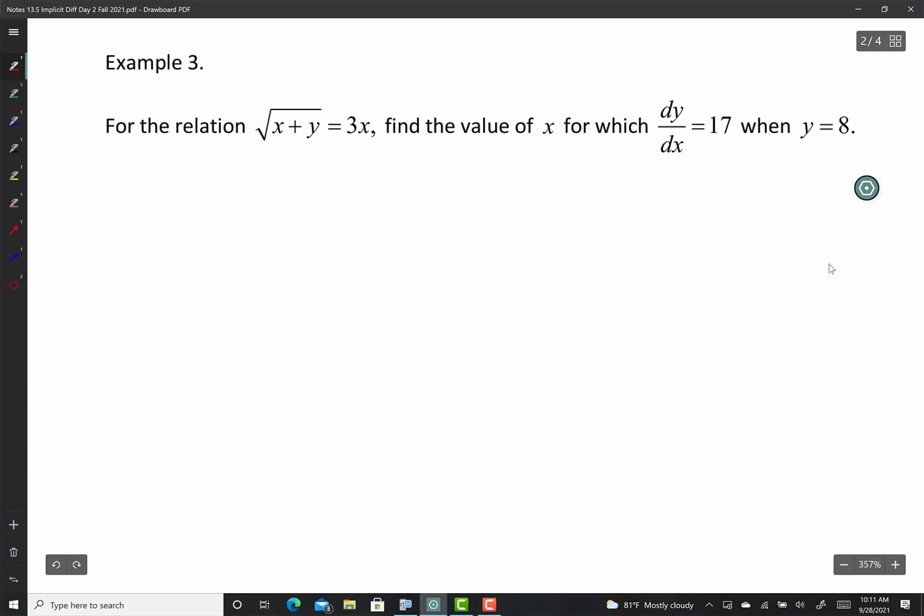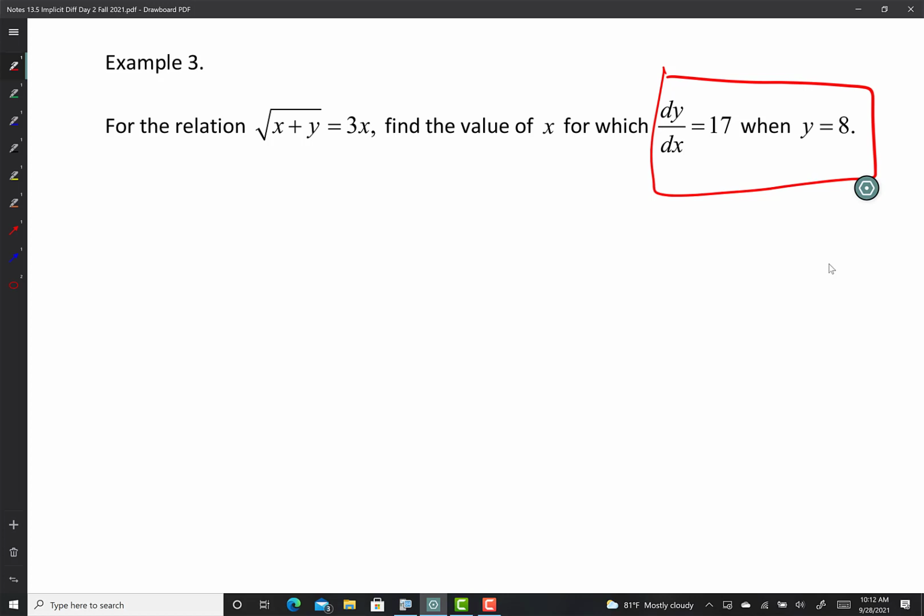In example 3, it says for the relation x plus y, the square root of x plus y equals 3x, find the value of x for which dy/dx equals 17 when y equals 8. So they're telling me to do algebra. You're only going to have to do one line of calculus, and the rest is going to be algebra, guys. So what do they want? They want x.